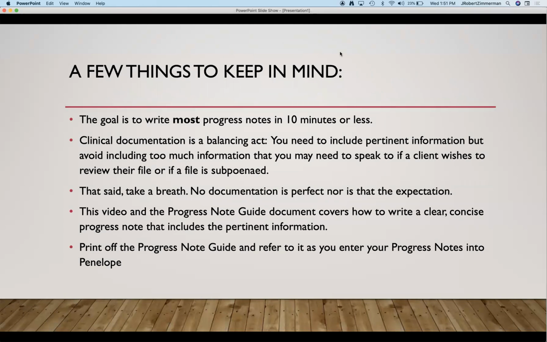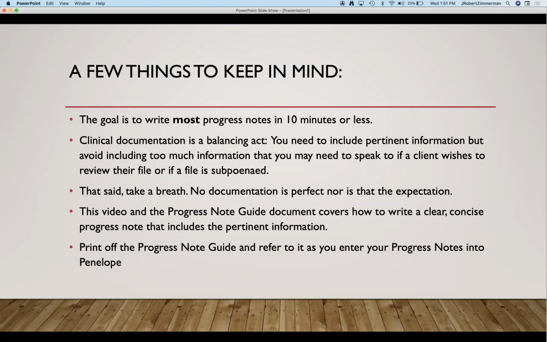A few things to keep in mind. The goal is really to write most progress notes in 10 minutes or less. We know that's not always possible, but the hope is that generally speaking, 10 minutes is more than enough. Clinical documentation is a balancing act. You need to include the pertinent information, but avoid including too much information that we might need to speak to if a client wishes to review their file or if a file is subpoenaed.